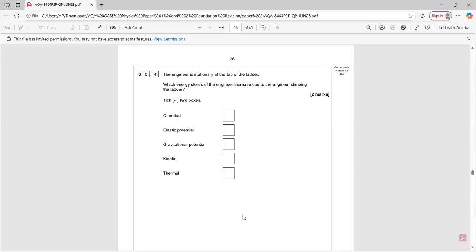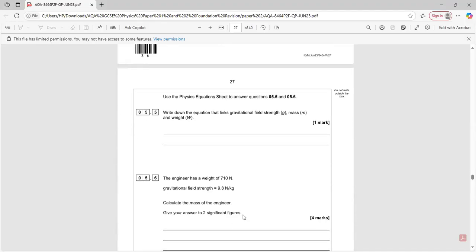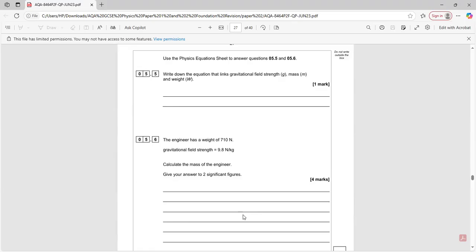Are you there? Yes. Okay. What does 5.4 say? It says thermal and gravitational potential. Okay, no problem, it makes sense. Heat, some form of energy, as he climbs the ladder. He's doing some work, so his body would generate heat. Wow. Now on to the next.